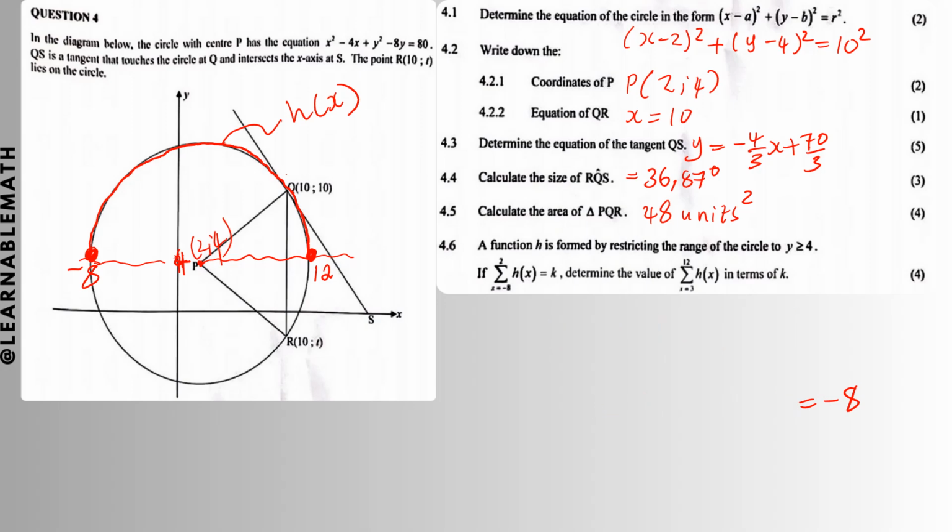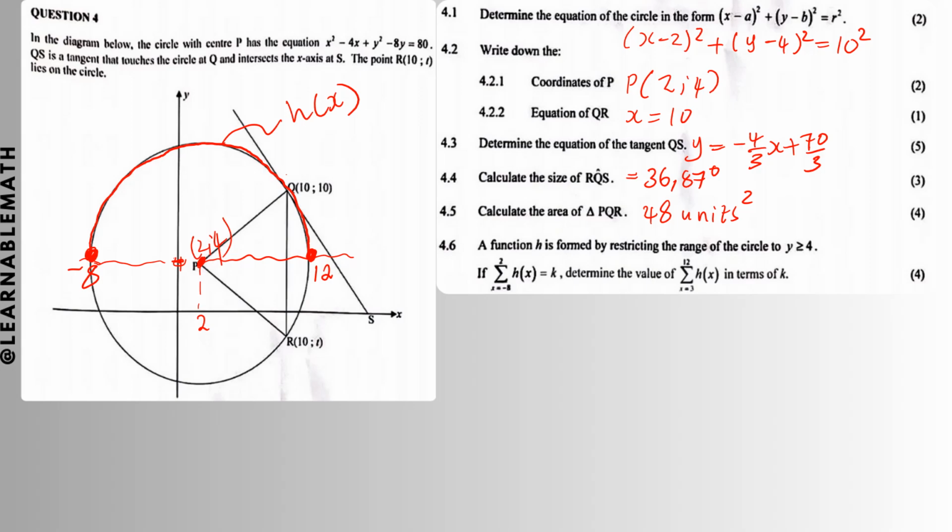Let's go and explore how we can solve it. You are given that the sum from minus 8 to 2 of h of x is equal to k. Here y is 4, and here is the center of the circle, where x equals 2. So from minus 8 to 2, the sum of h of x is equal to k. Let me represent this so that you can clearly see.